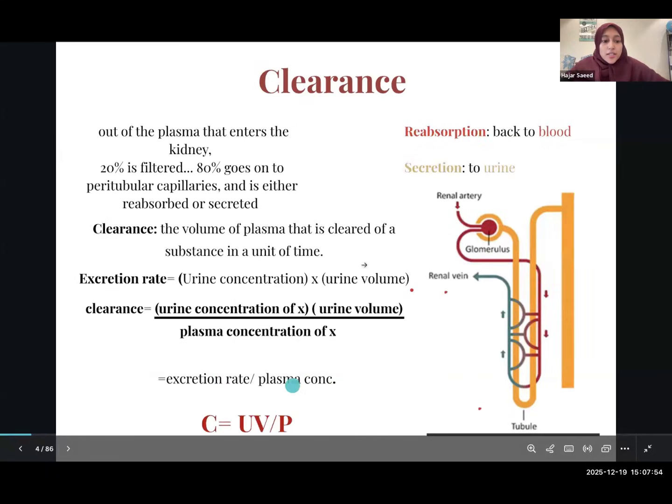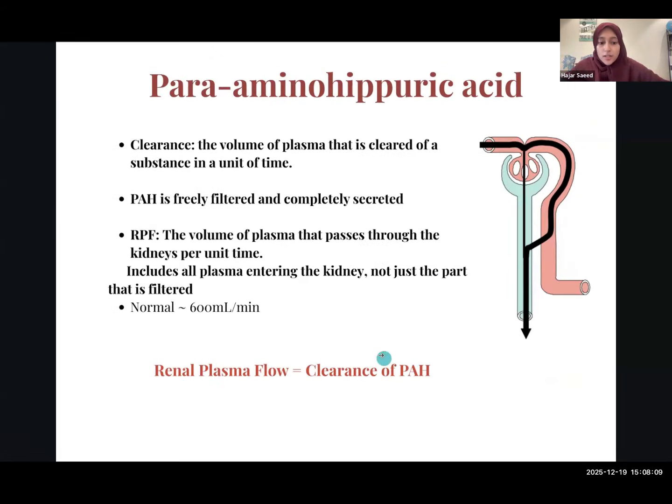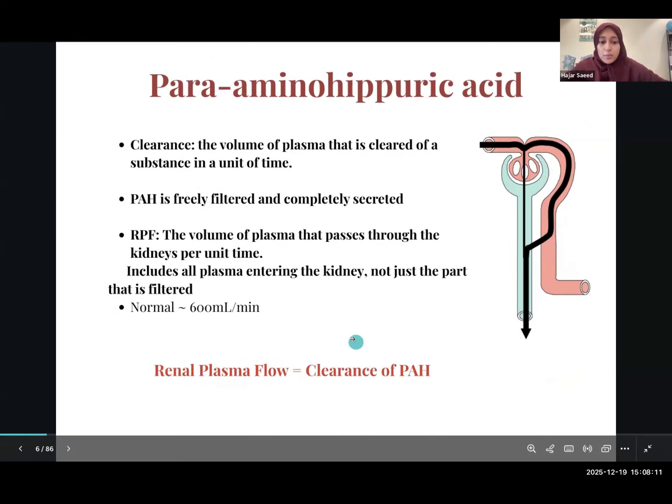And one more thing. The equation for clearance. This is a very, very important equation. I want you guys to memorize this. It's UV over P. It's very easy to remember. So basically, it's urine concentration multiplied by the urine volume divided by the plasma concentration. Okay, and we know that we use creatinine to measure GFR, and we use PAH to measure RPF.